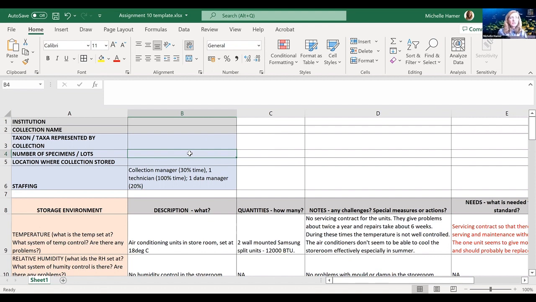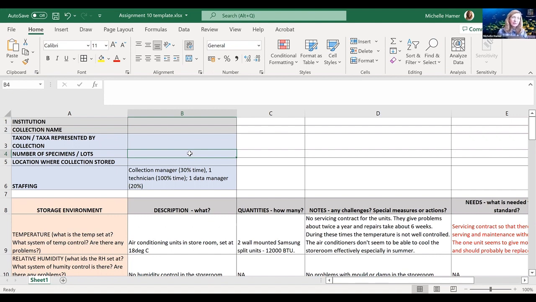So if it's an invertebrate collection, often you'll have one bottle, but you'll have 50 or 60 or 100 individuals. And so that we consider as a specimen lot. And it's all in one jar, and so it's managed like that.